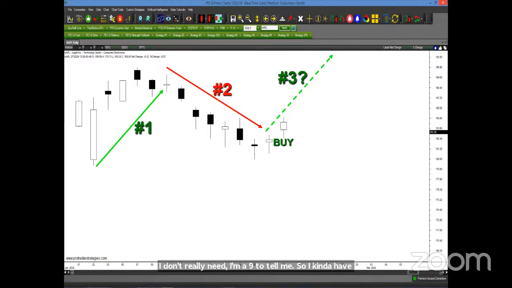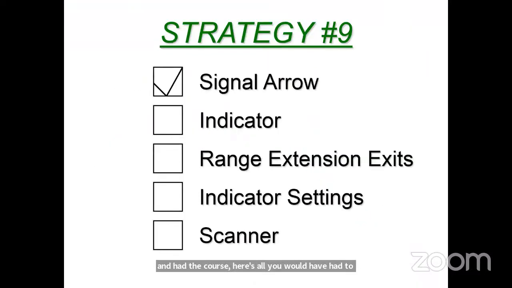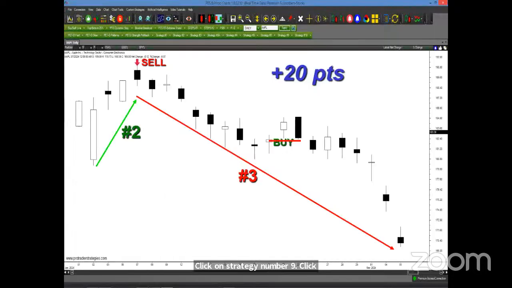This is what a lot of our students say to themselves. And then lo and behold, they buy, and then this is what happens, right? Okay, so what happened to the 3 phases? Well, obviously, you're not in sync with the 3 phases. You're totally out of sync because if you had the platform and had the course, here's all you would have had to do. Click on strategy number 9, click on signal arrow, and you would have seen that, yes, there was a setup, but you were off. This was the actual number 2 phase. This was the pullback. And a strategy number 9 sell signal was generated right at the top. And instead of buying, you could have potentially captured 20 points while phase 3 was in place.